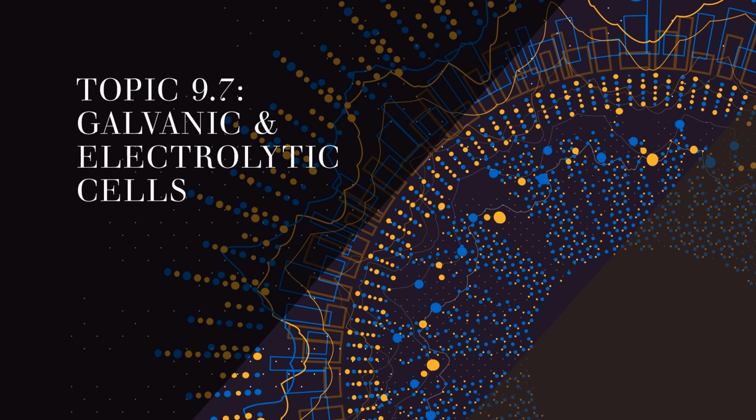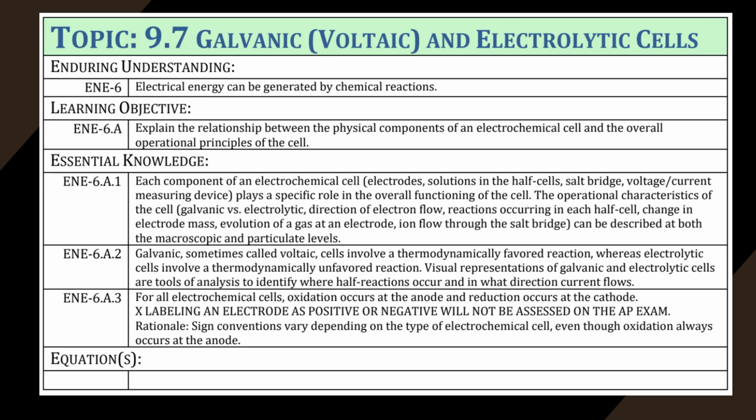This is topic 9.7, galvanic and electrolytic cells. The objective is to explain the relationship between the physical components of an electrochemical cell and the overall operational principles of the cell.